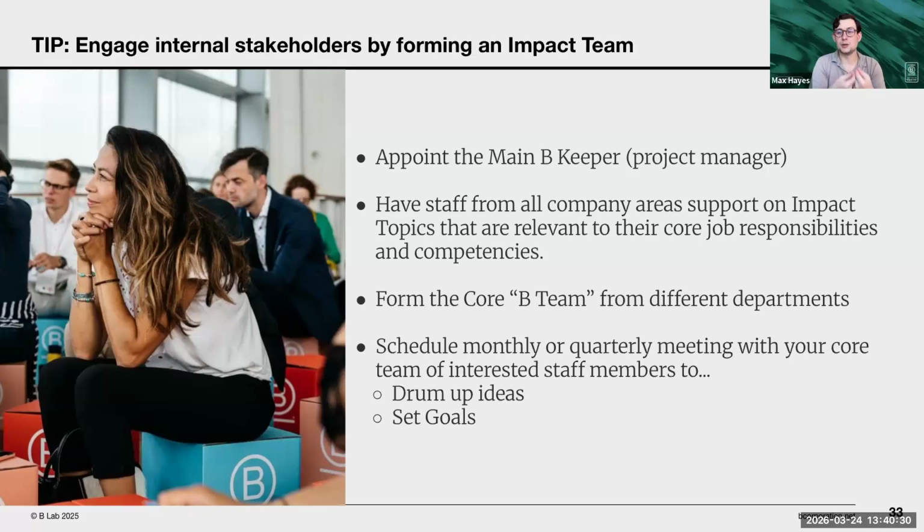It's also really important that you have somebody from the executive team involved because there are some really high level changes that need to be made, like we mentioned around the legal requirement, disclosure of certain information. So we really recommend that you build a B team with folks from different departments, as well as somebody from the executive team. We also see that it's really helpful to schedule monthly or quarterly meetings to help keep that progress going, drum up ideas, and set goals.